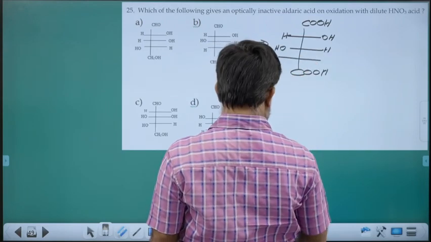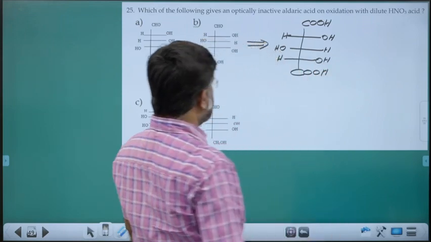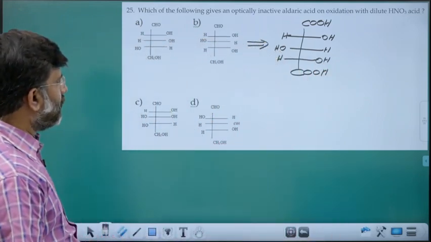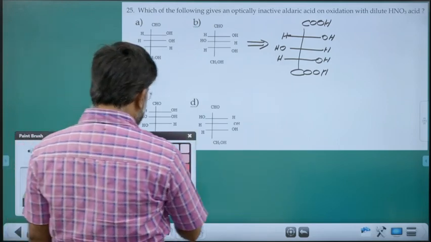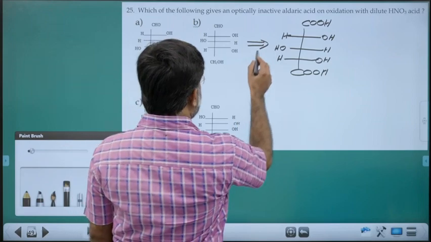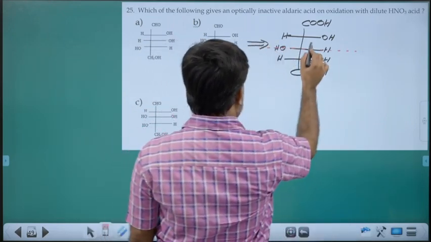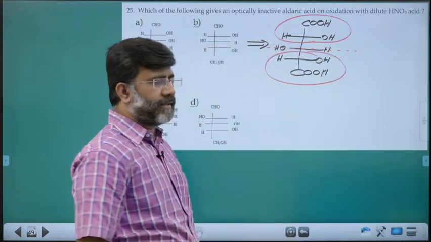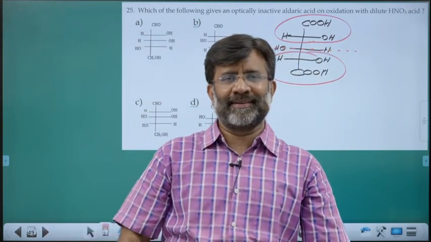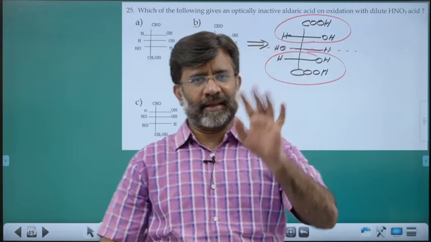And see, this molecule is now optically inactive, because over this plane you can find a symmetry. These two parts of the molecule are the same, and it is a meso compound. It's a meso compound and that is optically inactive.